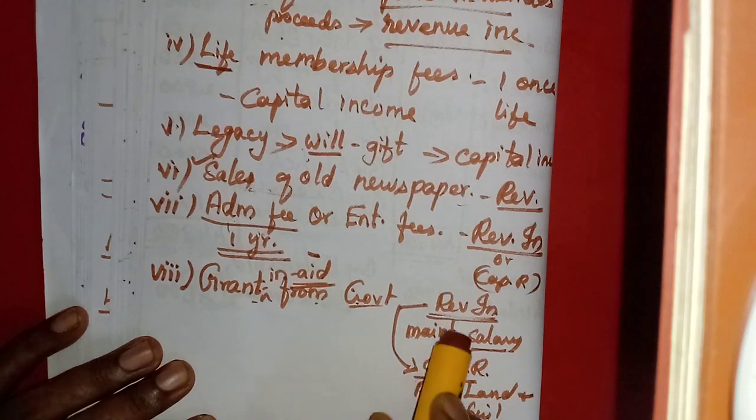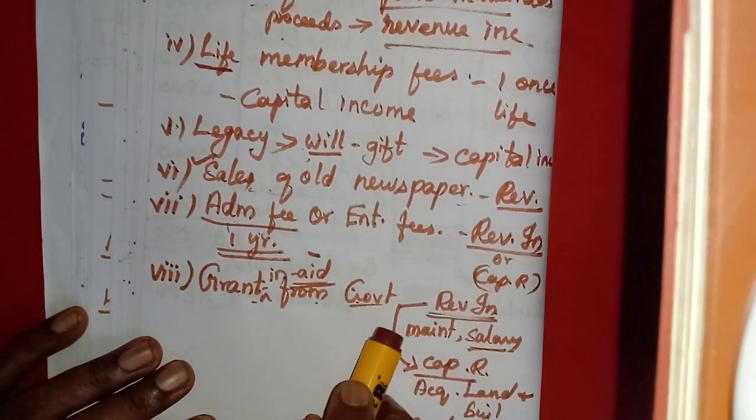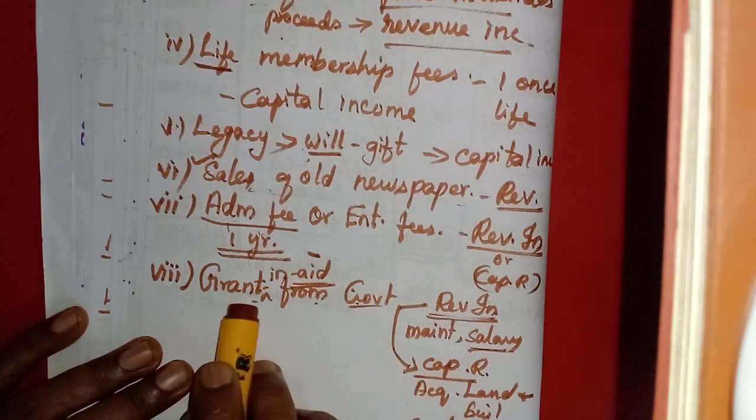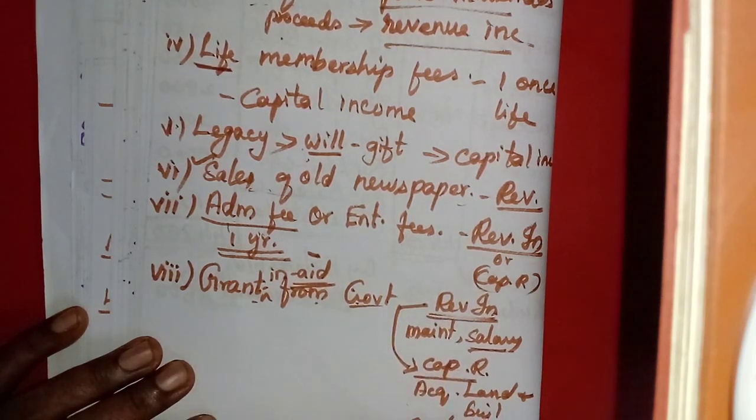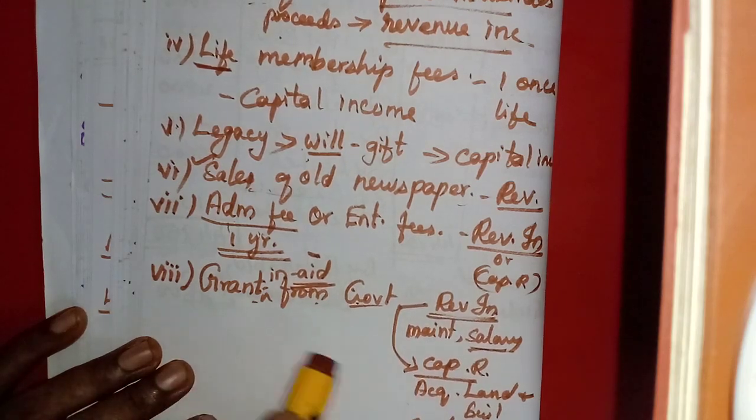If it is for maintenance purposes or paying salary for the employees, that is revenue nature. But if we receive that grant for construction purposes or acquisition of land or building, then that grant will be capital in nature.